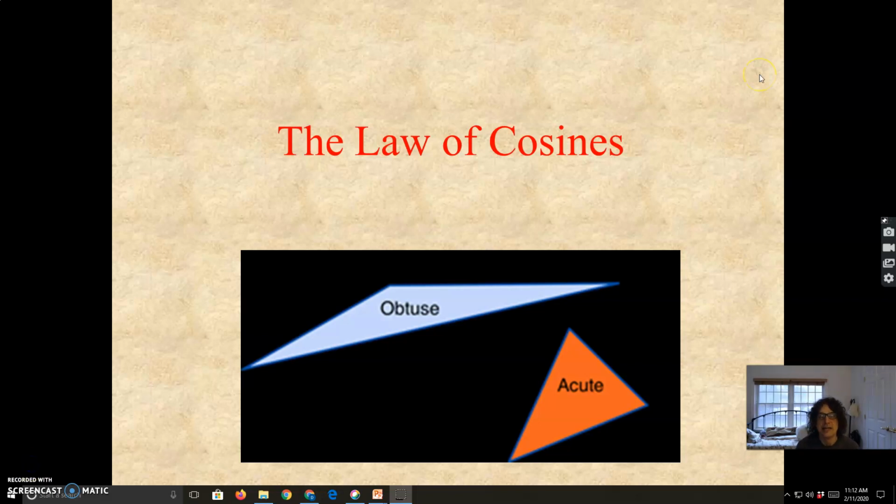Hi guys, today we're going to learn about the law of cosines. And as you can see from our first slide, the law of cosines is used to calculate the angle or a side for obtuse and acute triangles. And we'll look at how to determine that in the equation that the law of cosines represents coming up.